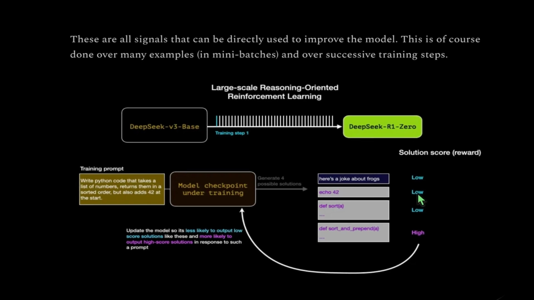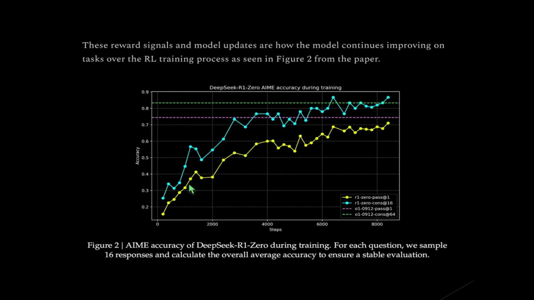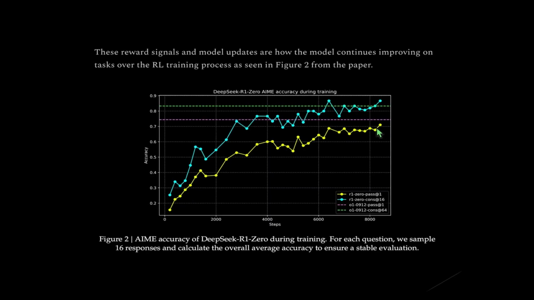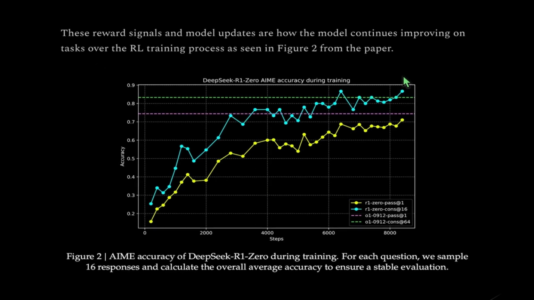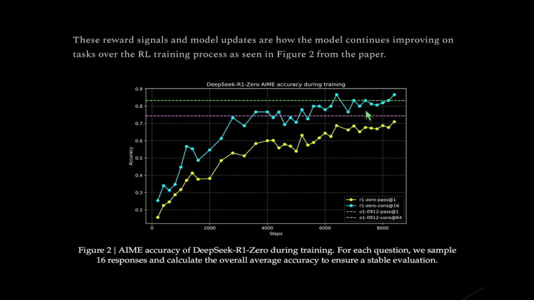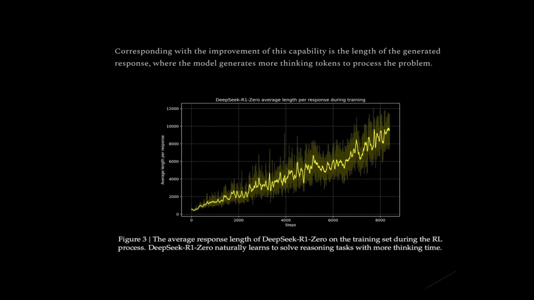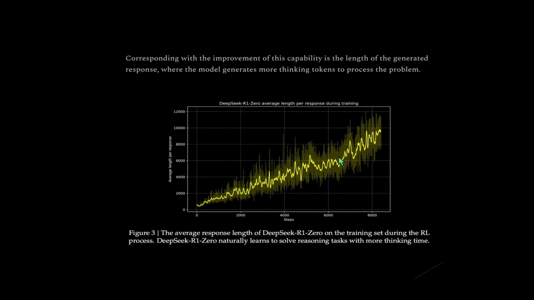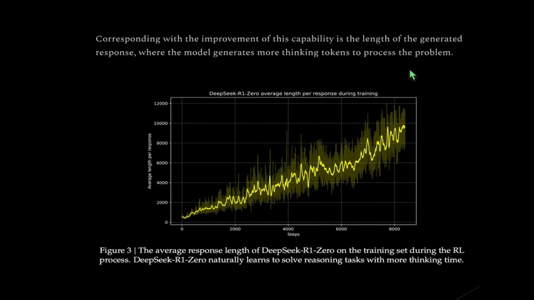Another important observation is that as the model learns to reason better, it begins to generate longer responses containing more thinking tokens. These additional reasoning steps help it analyze problems more thoroughly, leading to higher accuracy. In other words, when the model spends more time thinking through a problem, its answers generally become more precise.